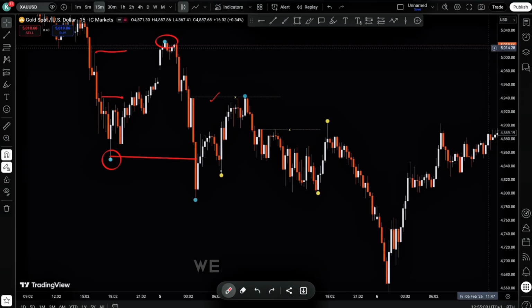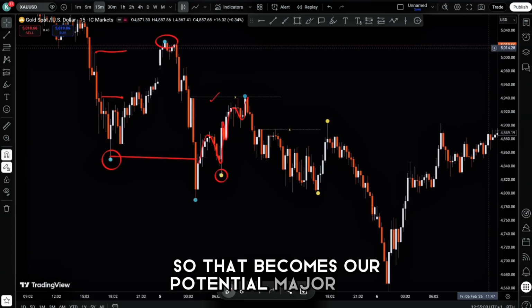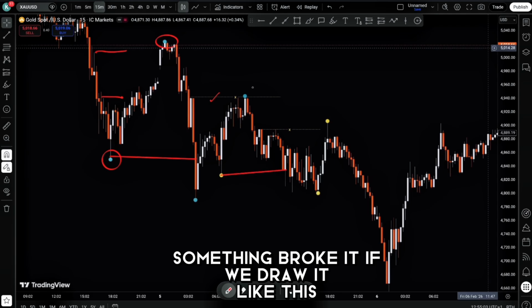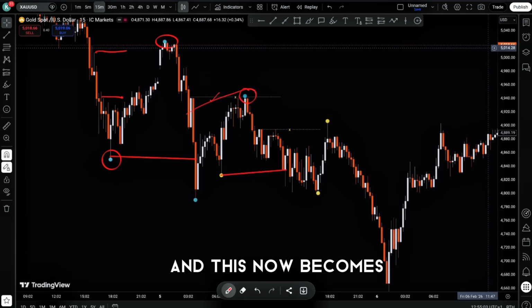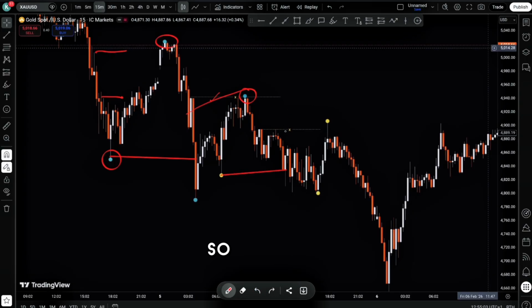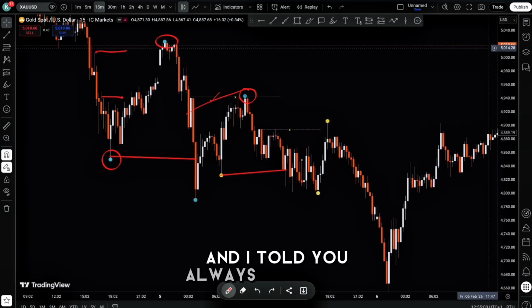If you look here, we have this low here. Now you can see that this low push this high all the way up, so that becomes our potential major low, and it came all the way down. Something broke it. If we draw it like this, and this now becomes the potential major high for the one that is inside. So we'll have to trace and see which one caused the break. And I told you, always trace with the line chart.